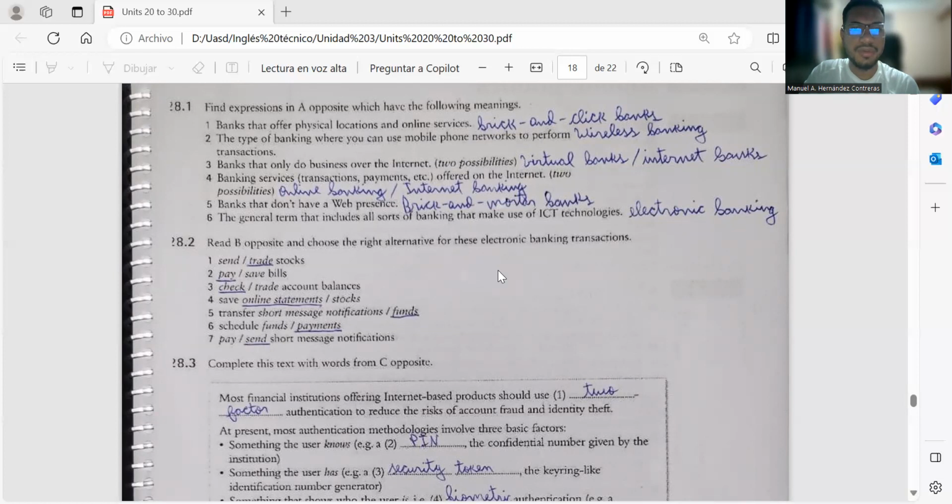Read the opposite and choose the right alternative for these electronic banking transactions. Trade stocks, pay bills, check account balances, save online statements, transfer funds, schedule payments, send short message notification.